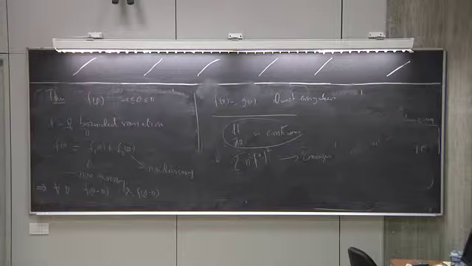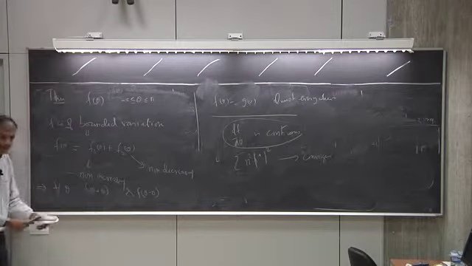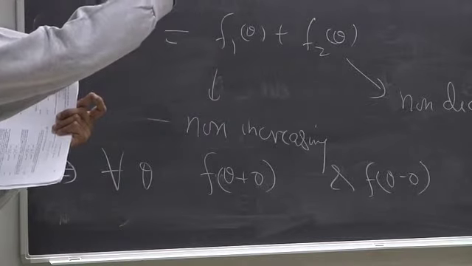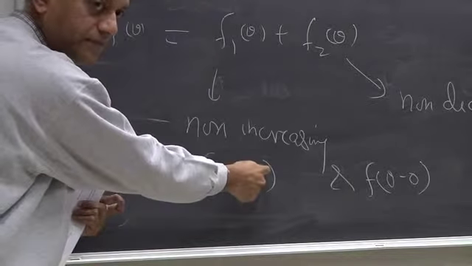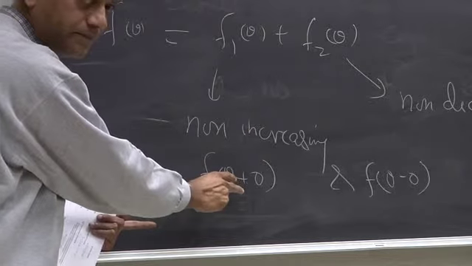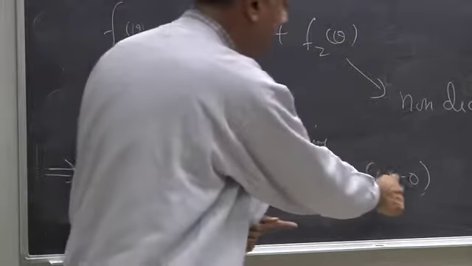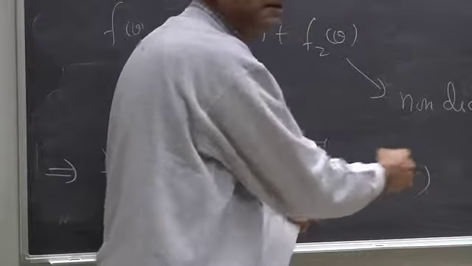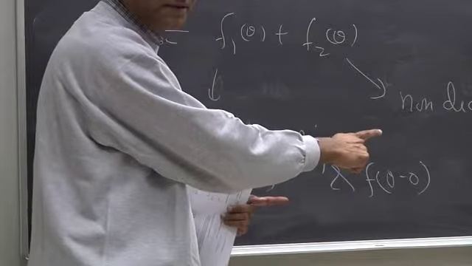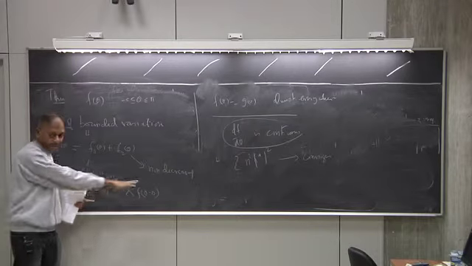What does it mean, f of theta plus 0? It means the limit as I come from the right: take theta plus epsilon and take the limit as epsilon goes to 0, that is defined. Similarly, theta minus 0 means theta minus epsilon with epsilon going to 0, again it exists. These two exist, that's the point. They may be different from each other.